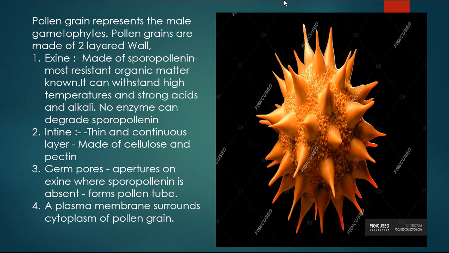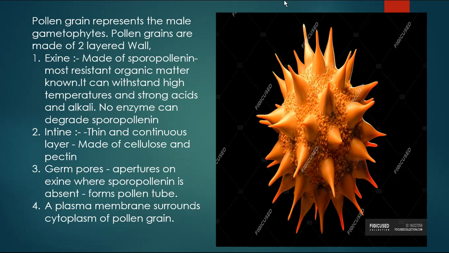Pollen grain exine has prominent aperture called germ pores, where sporopollenin is absent. Pollen grains are well preserved as fossils because of the presence of sporopollenin. Exine exhibits a fascinating array of patterns and designs. Inner wall of the pollen grain is called the intine. It is a thin continuous layer made up of cellulose and pectin.